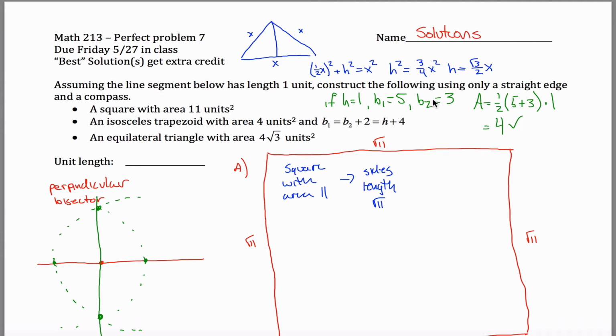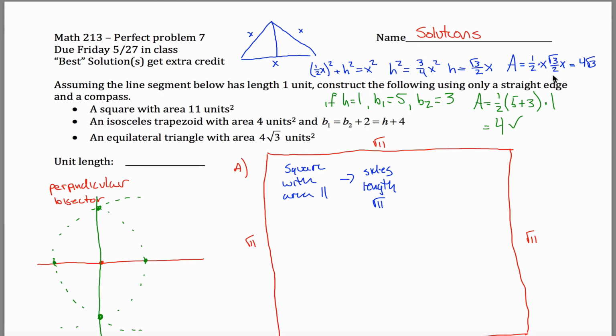What does this tell me? Well, I can figure out the area of an equilateral triangle by taking 1/2 times the base, which in this case would be x, times the height, which in this case would be root 3 over 2 times x. And that right there is supposed to be equal to 4 root 3.